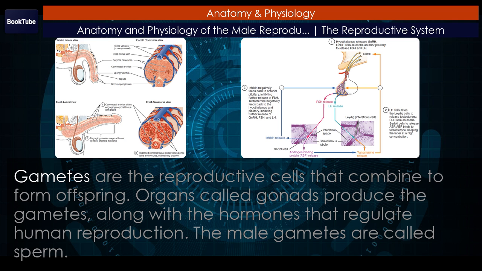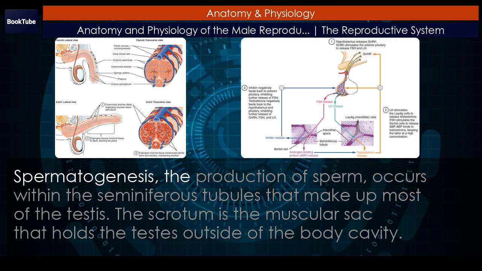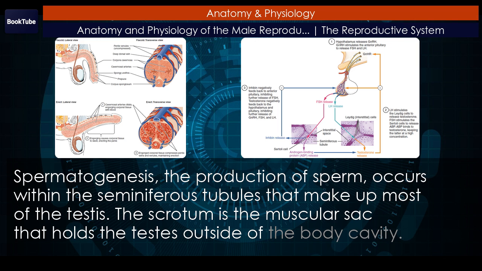Chapter Review. Gametes are the reproductive cells that combine to form offspring. Organs called gonads produce the gametes. Along with the hormones that regulate human reproduction, the male gametes are called sperm. Spermatogenesis. The production of sperm occurs within the seminiferous tubules that make up most of the testis. The scrotum is the muscular sac that holds the testes outside of the body cavity.